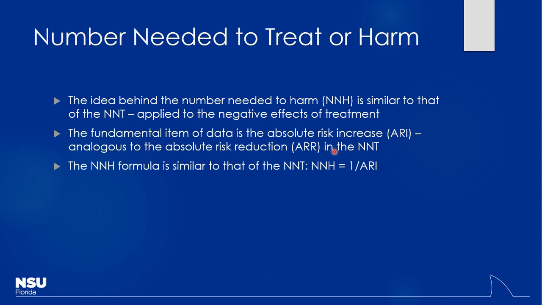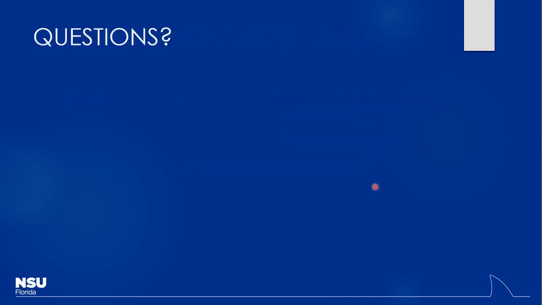The number needed to harm is going to be very similar to that. Here, though, you'd be looking at an absolute risk increase. So say how many people would have to get treated with this drug before they have an adverse effect, right? It could be one example of that. And it's going to be the exact same way to get it: you just take the reciprocal of the absolute risk increase for those patients. So that's it for this section.